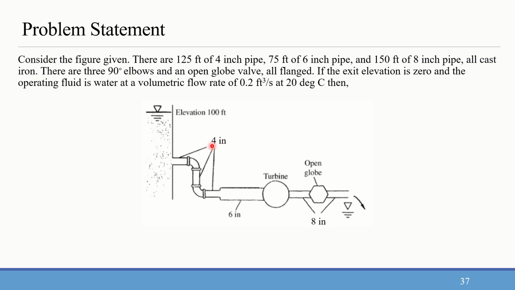So what is given? We have to consider the figure given. We have 125 feet of 4-inch pipe, 75 feet of 6-inch pipe, and 148 feet of 8-inch pipe. All are made of cast iron, and we have the water flow rate as 0.2 feet cube per second, and we have to calculate certain things. This is the problem statement and this is the associated figure. Now coming to question 15, the roughness ratio in the 4-inch pipe is dash. So the first pipe is the 4-inch pipe.